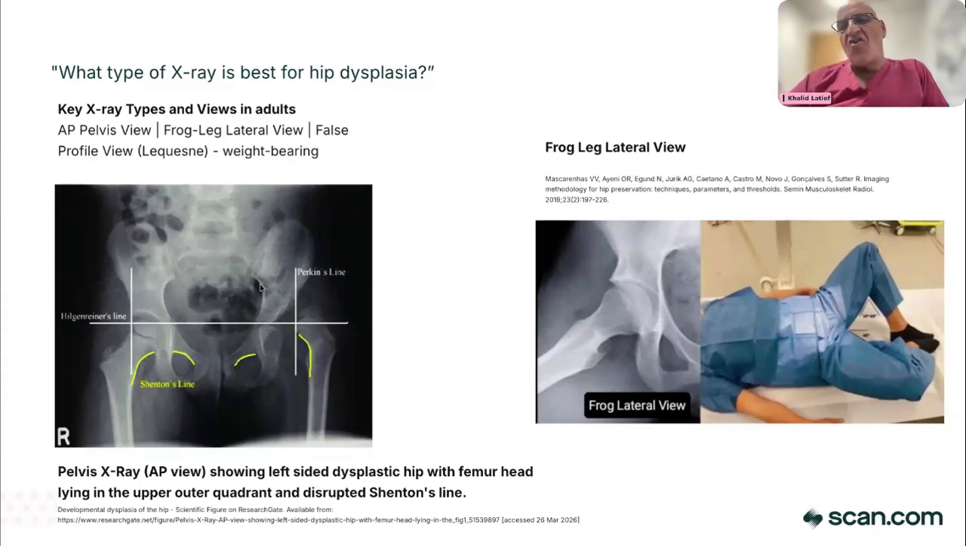Yes, that's right. Frog leg lateral is one we use for slipped upper femoral epiphyses of the hip. That's the best examination for that. And yeah, so just AP views, and here you can see the dysplasia on these patients. I think an X-ray is by far the best examination for these questions.